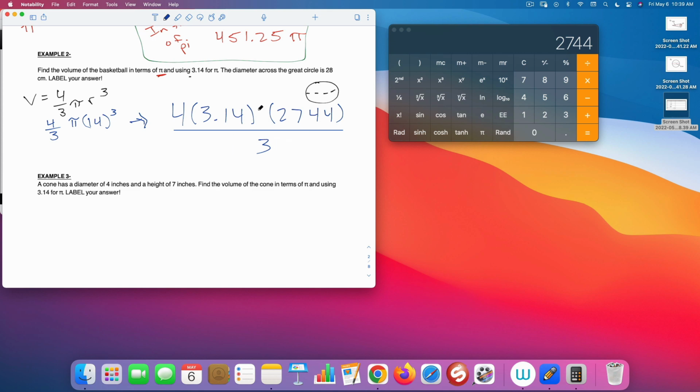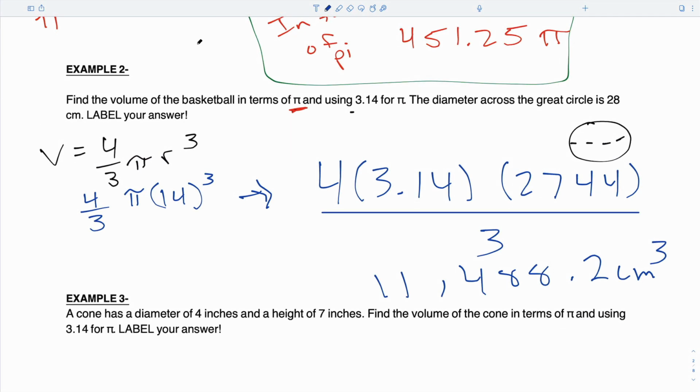Annika, did you have an answer for this one? I got it. I think it's wrong. I don't know. 11,488. You right there, you see it. I didn't change anything. Oh no. It's right there. And this is in centimeters. Okay, there's your answer for the full thing using 3.14.